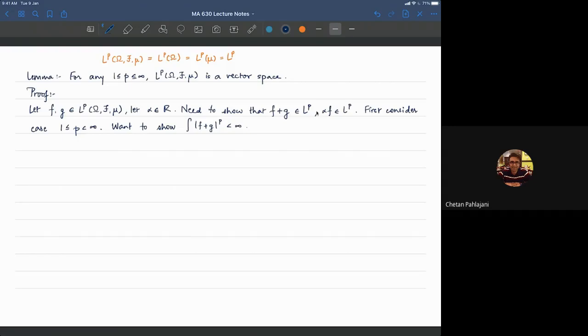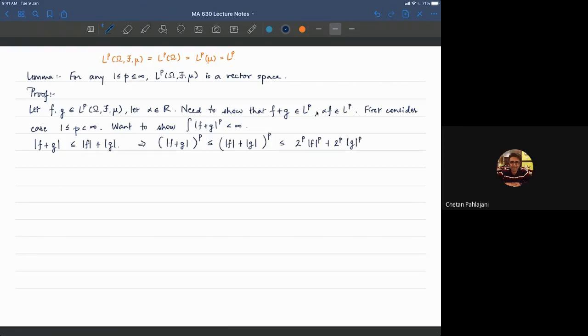So let's do the following. Suppose I look at the absolute value of f plus g. This is less than or equal to the absolute value of f plus the absolute value of g. This is the triangle inequality. So the absolute value of f plus g to the pth power is going to be less than or equal to the absolute value of f plus the absolute value of g to the pth power. And I claim that this is less than or equal to 2^p times the absolute value of f to the p plus 2^p times the absolute value of g to the p.